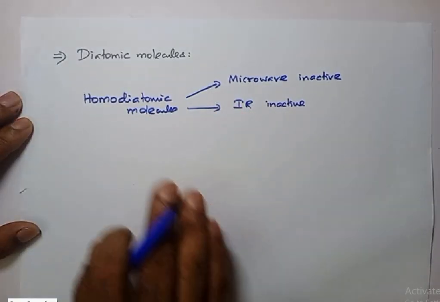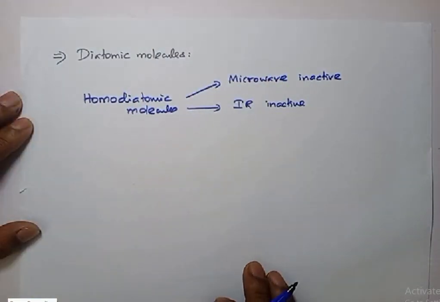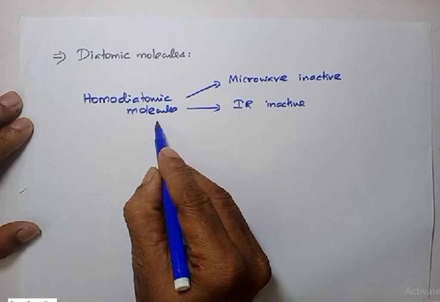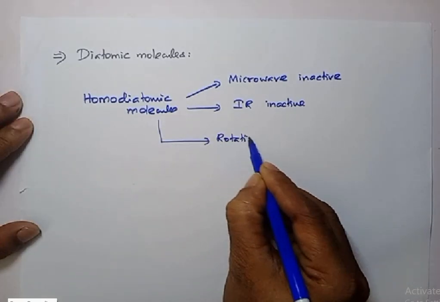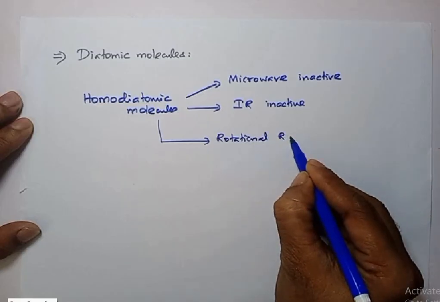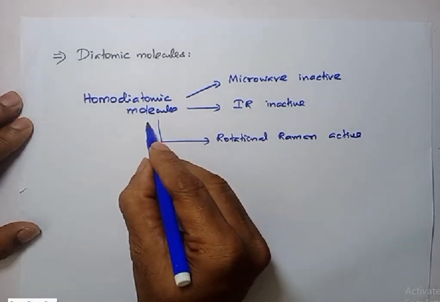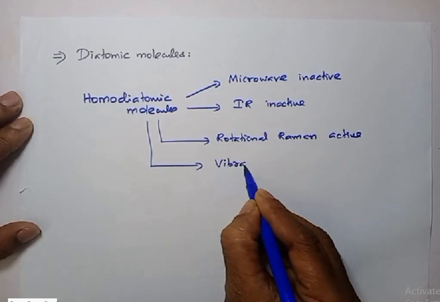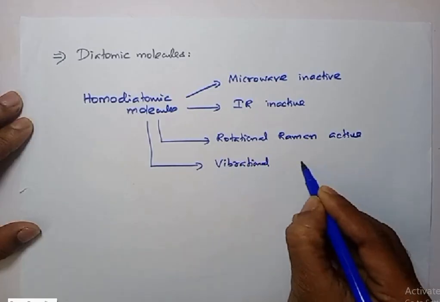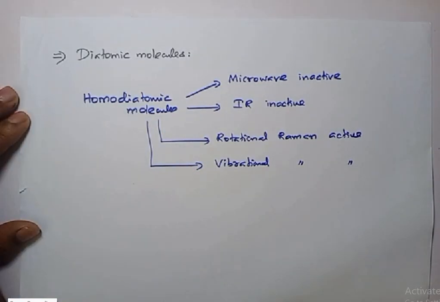But homodiatomic molecules are active in Raman. So for a homodiatomic molecule, we can take rotational Raman. Rotational Raman is active, and homodiatomic molecules are also vibrational Raman active. Vibrational Raman active. Okay? Observe carefully, this is very, very important.